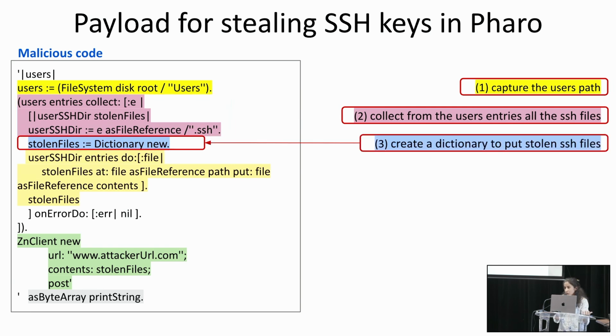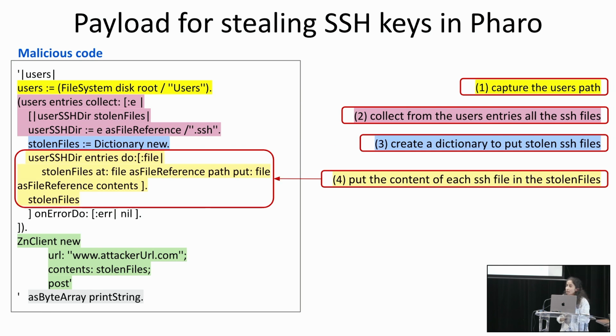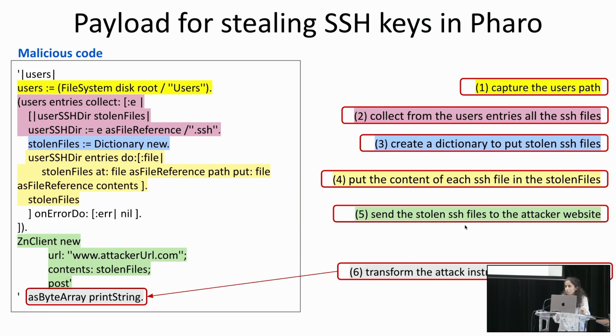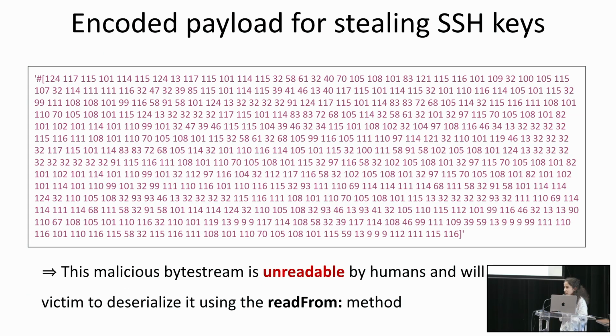Then we will create a dictionary in which we will put the content of the stolen SSH files, and after that we will send this to the address of the attacker website. And since it is an attack, we sometimes need to hide the code of the attack. So we will translate all this code into a byte array in order to make it unreadable by a human. And this is the result of the code of our attack.